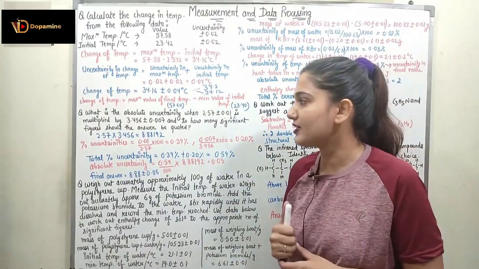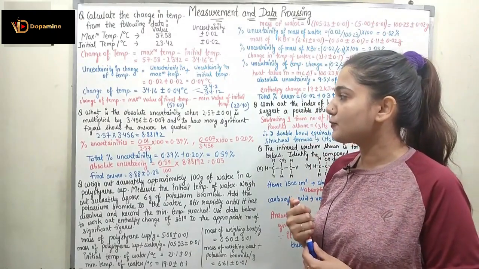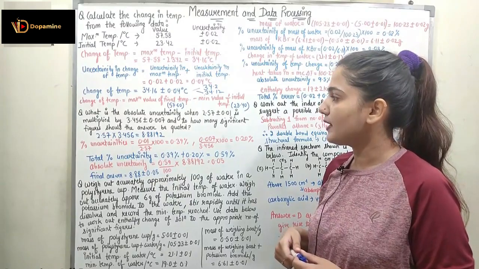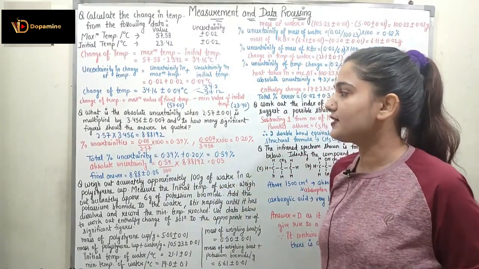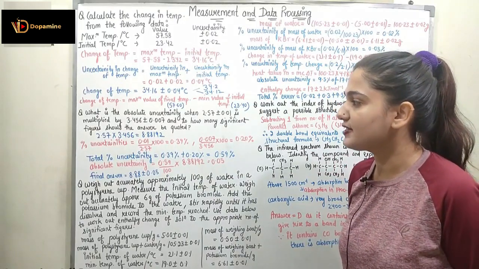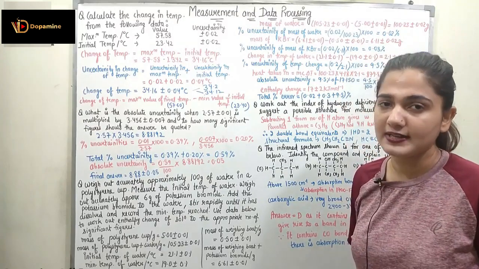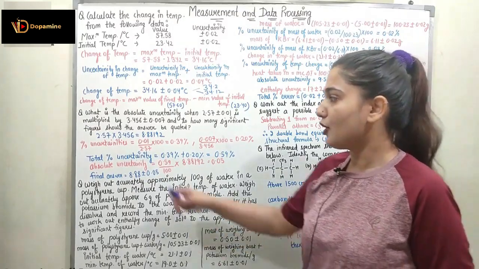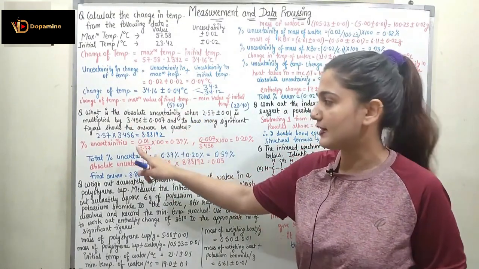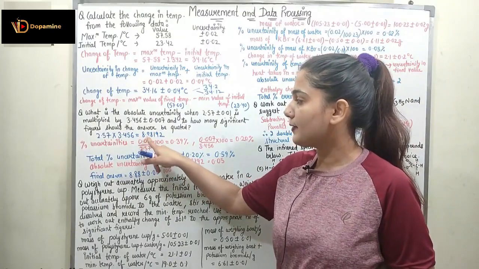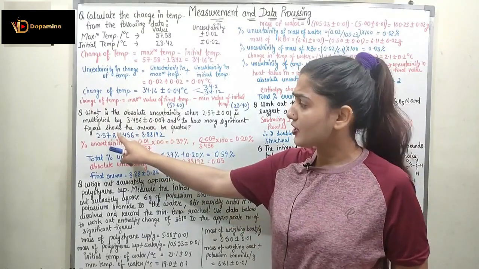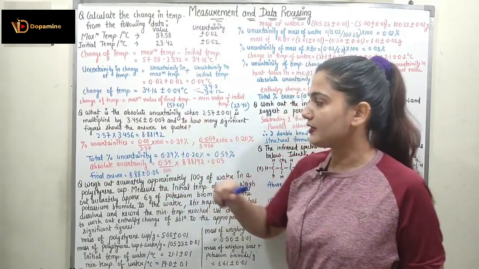Coming to question number 2, which states: what is the absolute uncertainty when 2.57 plus minus 0.01 is multiplied by 3.456 plus minus 0.007, and to how many significant figures should the answer be quoted? So we have to multiply two numbers with the uncertainty value. First of all, I am going to take the actual values 2.57 and 3.456 and multiply both of them. I am going to get 8.88192, which is the multiplication of the actual numbers 2.57 and 3.456.